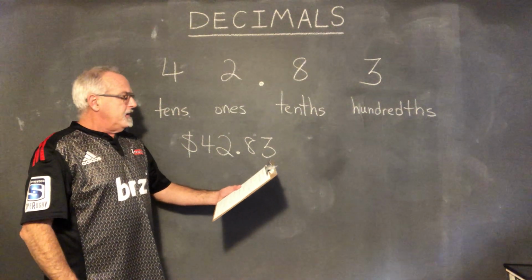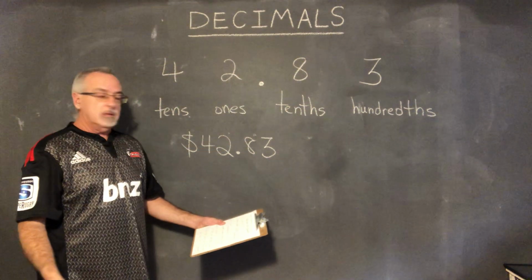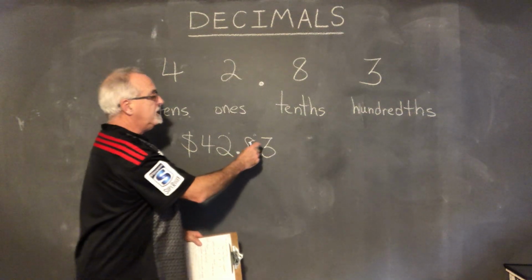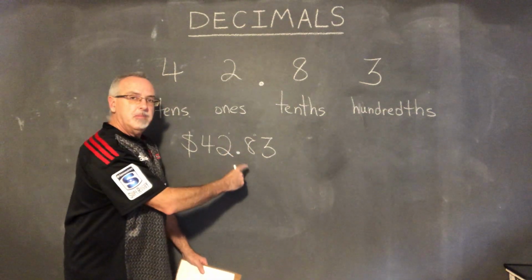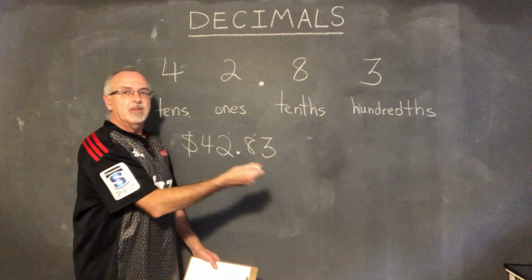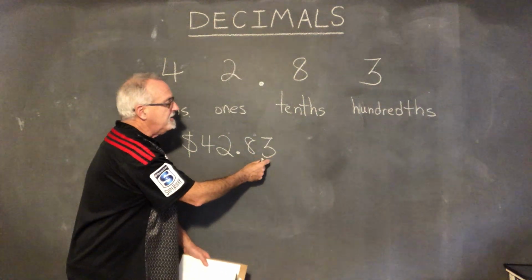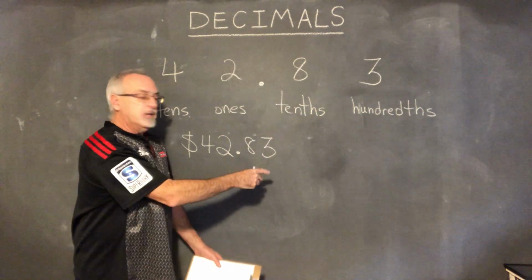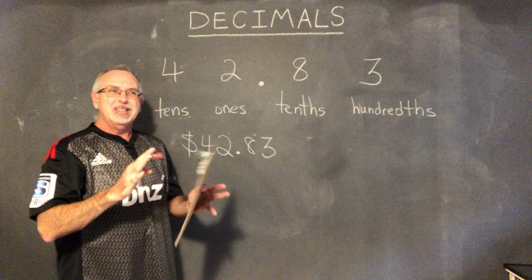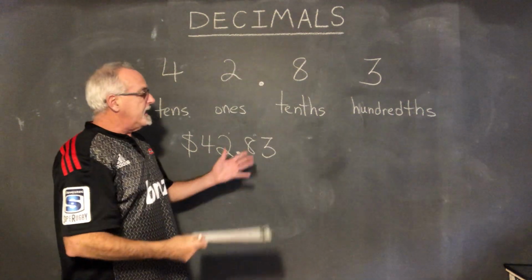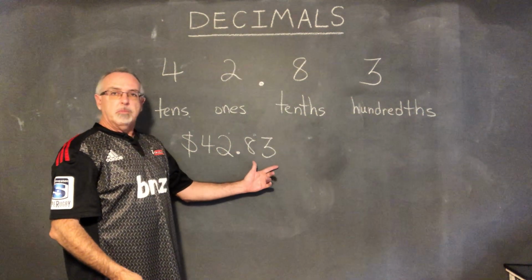Okay, so $42.83. We need to use the tenths to show the number of dimes that I might give in the change. And we need to use the hundredths position to show where the pennies are made clear to us. That's why with money, we have to show both of these.